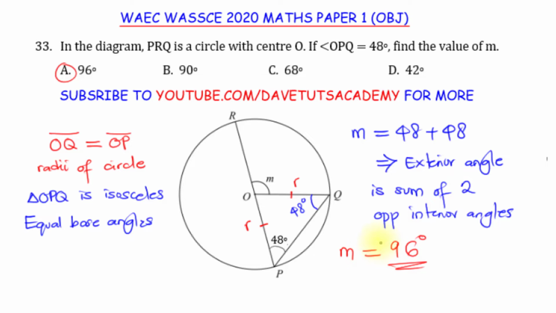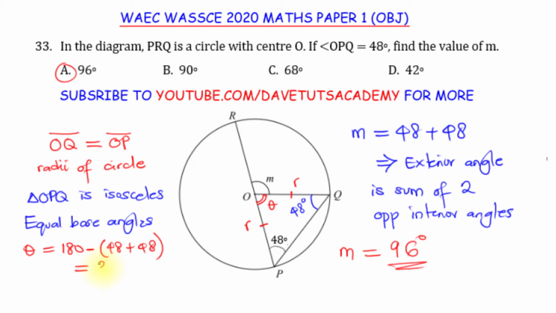Alternatively, we could have said, let's find this particular angle here. If I call this theta, I know theta will be 180 minus the sum of 48 and the other 48. Why am I saying that? Because the three of them are angles of a triangle, and the sum of angles of a triangle is 180. So theta will be 180 minus the other two. In that case, theta will be 180 minus 96.